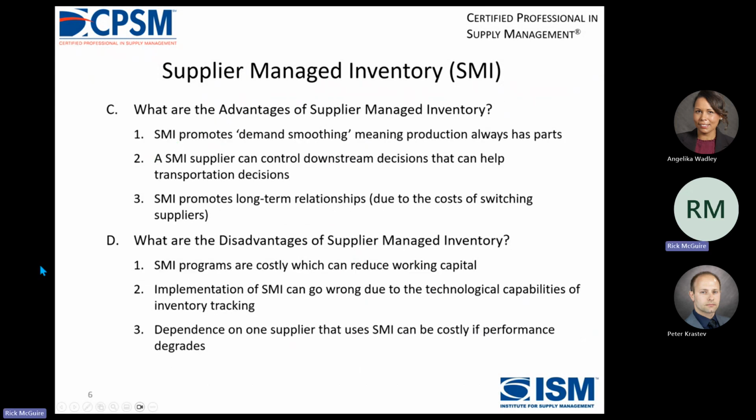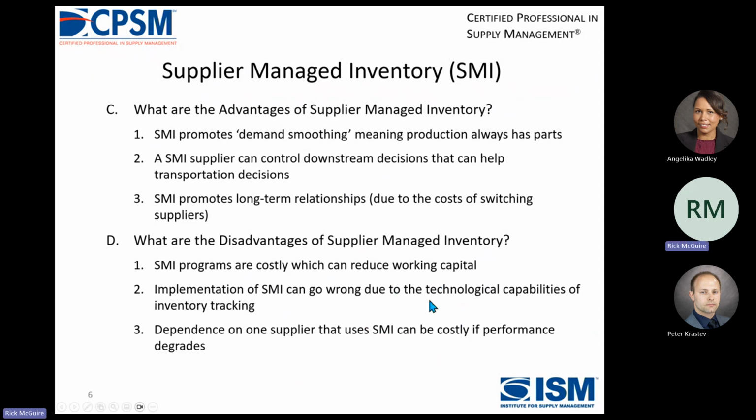What are the advantages of it? Production always has parts. Control downstream decisions can help transport decisions and it promotes long-term relationships. SMI programs are costly, which can reduce working capital. Usually you pay for those because you've got to have the supplier's personnel in your plant. Somebody's got to pay for that.